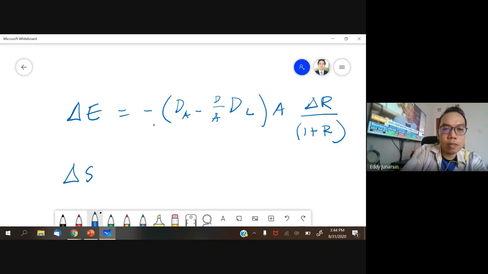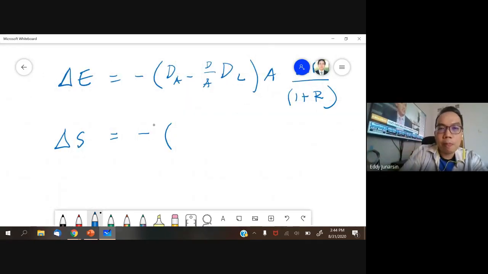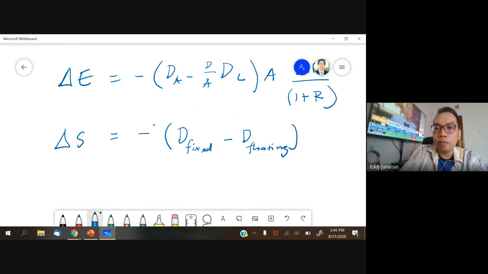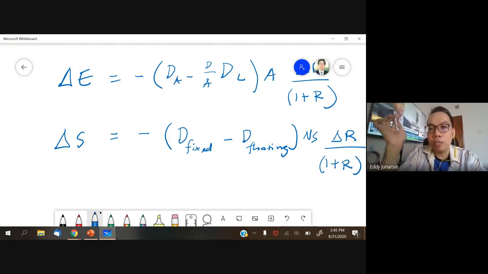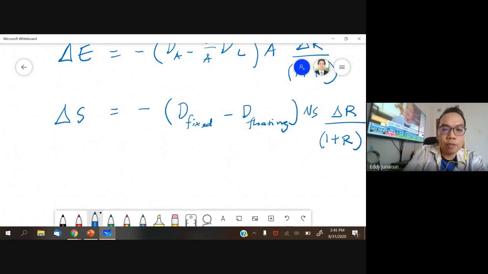On the other hand, here this is minus the duration of the fixed, and this is the duration of a government bond whose maturity and coupon rate are similar to those of the fixed rate payment of the swap contract, minus floating. This is usually 1 year, the duration of the floating, multiplied by the notional value of the swap, and then same thing here, expected change in interest rate divided by 1 plus the original interest rate. And we know that this is the principle of the hedging mechanism.